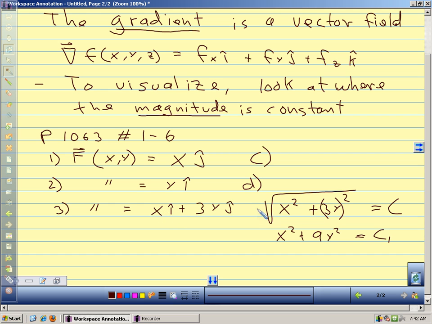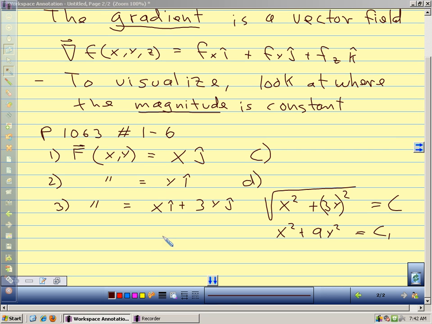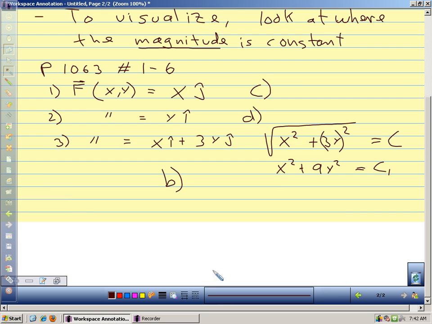How do you know that? So if you think, okay, we're on an ellipse and you pick a point, say 1, 1. So it's going to point 1i and 3j. So it's going to point away from that ellipse. So which one does that match? B. That's going to match B. Number 4.